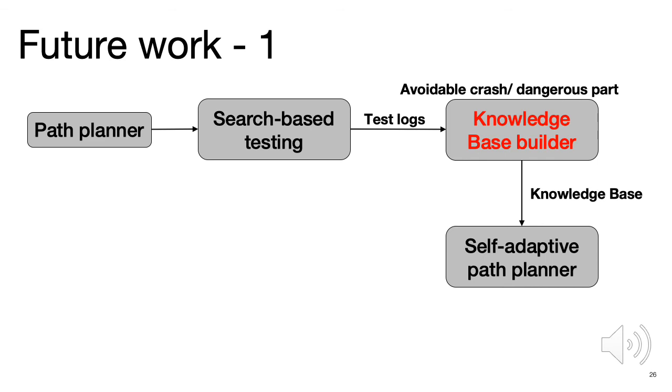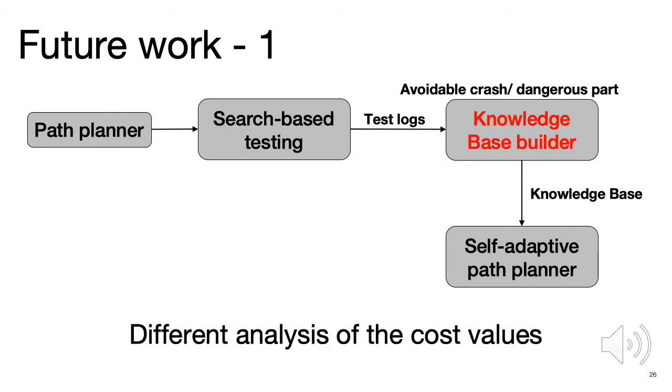For future work 1, we can do some variations of the knowledge base. That means we can do different analysis of the cost values, because we know that there are different components in the cost values, such as safety and comfort. And right now, we just treat all of them the same way. But in fact, there must be some components that are more important. So in the future, we can treat them differently.